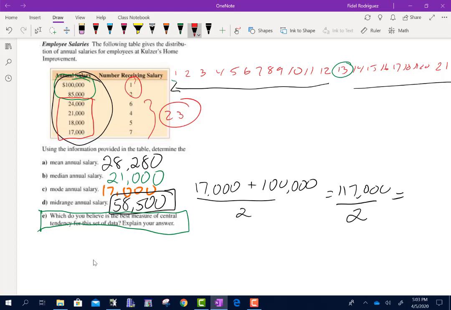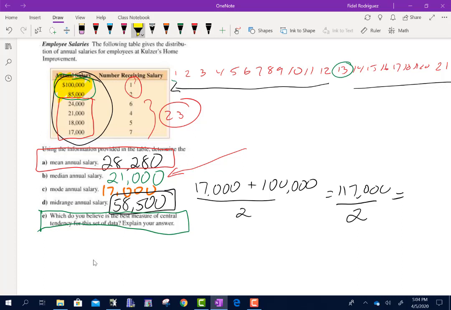So what I mean by that is if you look at the average, the mean, if you were going to go work for this company and they told you, well, the average salary is $28,280, they would not be lying to you. They would be telling you the truth. But if you notice, 23 of the employees don't even make that average, okay? More of the employees are closer to the 21,000.